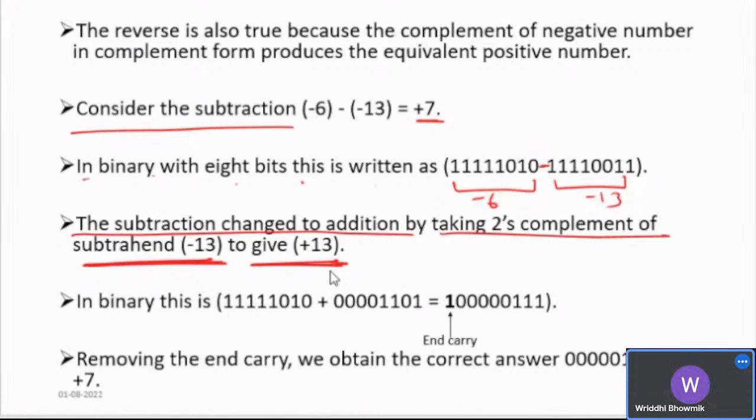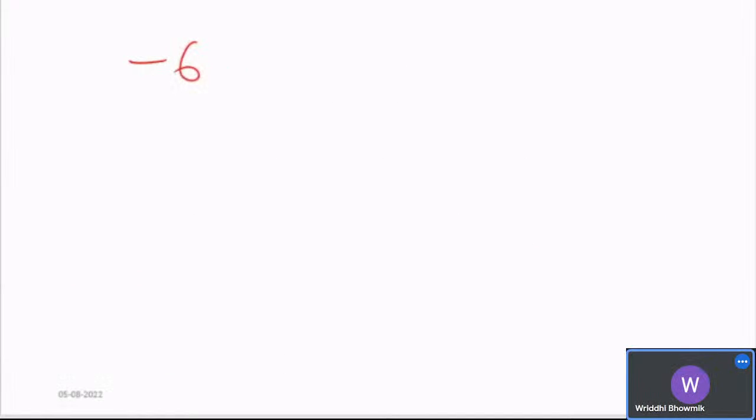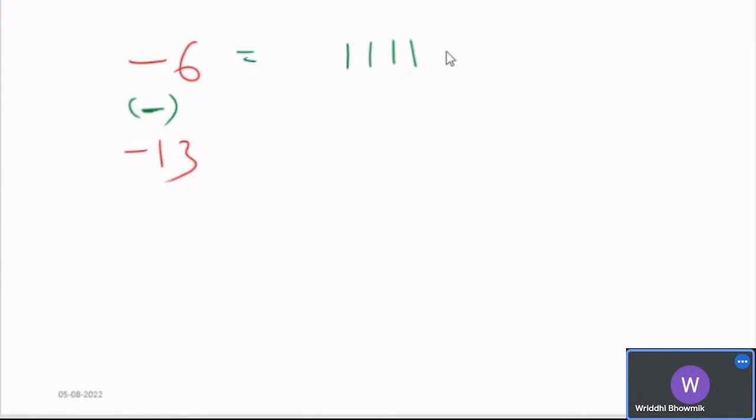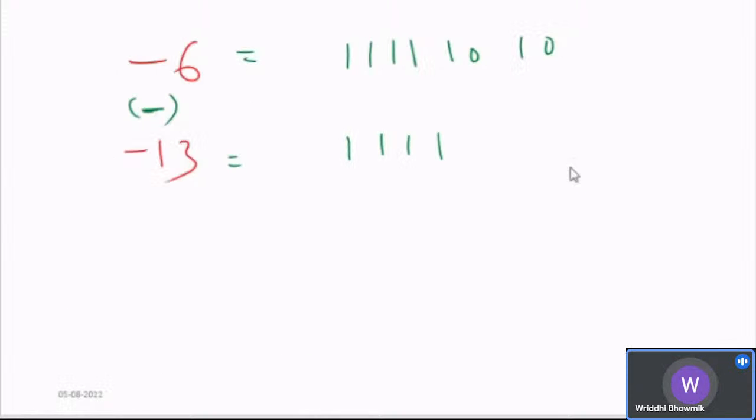Okay, so you see what is happening over here. I'll write here, it's very easy to understand. So first you had minus 6, and then you had minus 13, and in between there is a subtraction operation. -6 minus -13. So -6 represented in 2's complement form is 1 1 1 1 1 0 1 0. -13 is also represented in 2's complement form, that is 1 1 1 1 0 0 1 1.